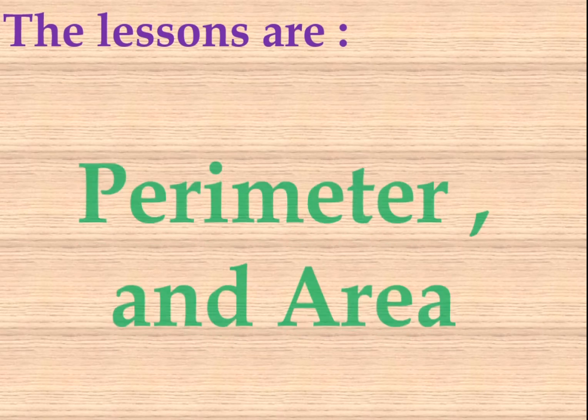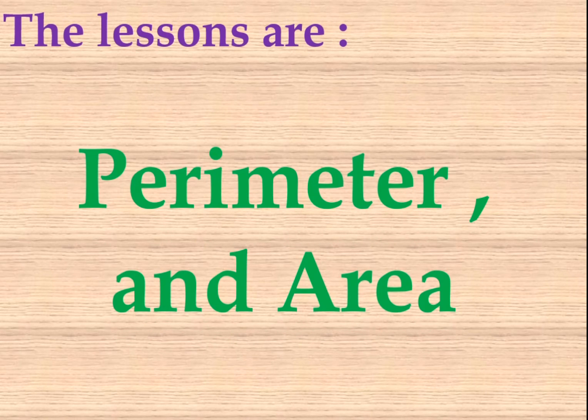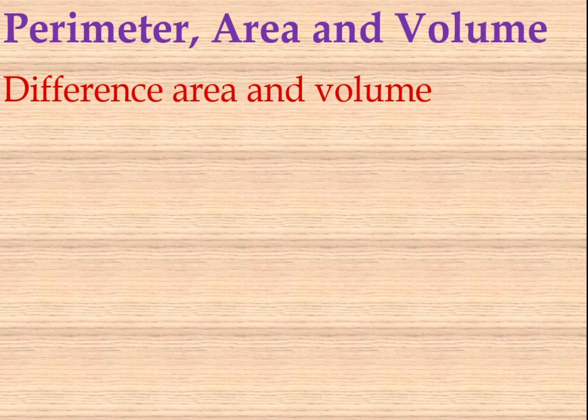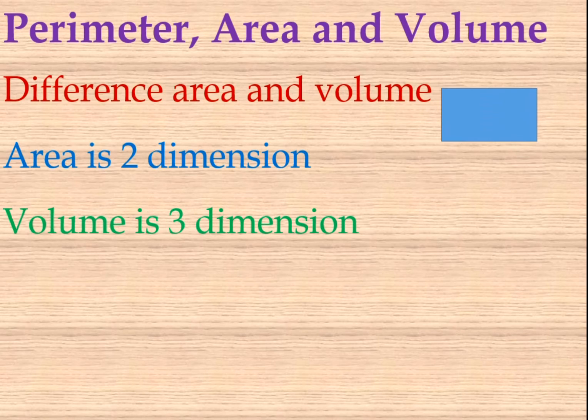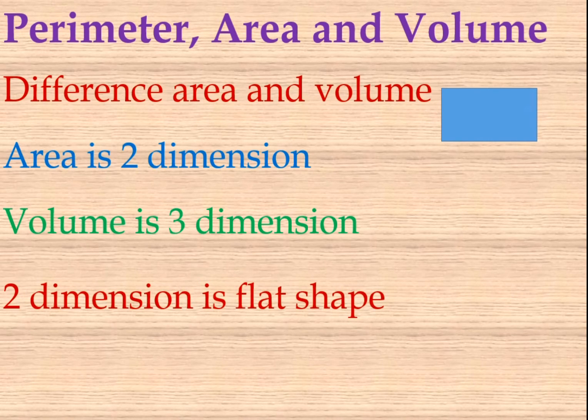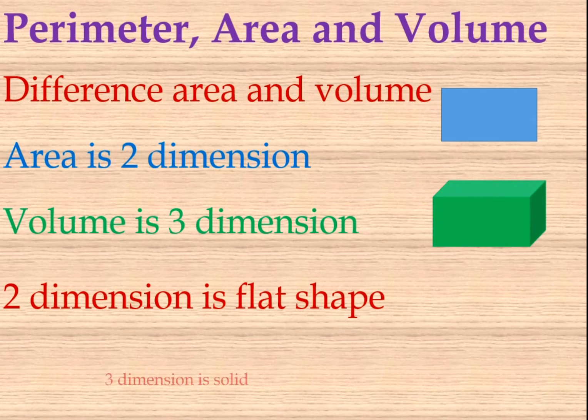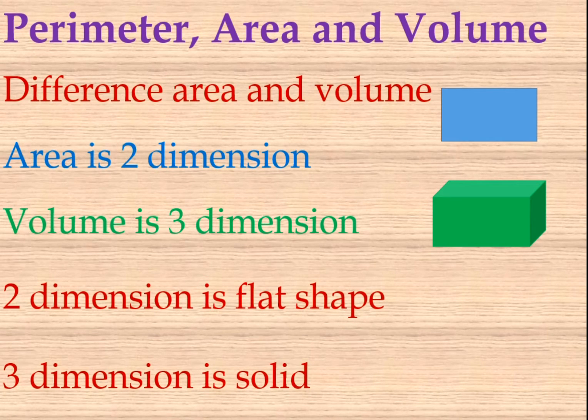The lessons are perimeter and area. The difference between area and volume: area is 2 dimensional, volume is 3 dimensional. 2 dimensions is a flat shape. 3 dimensions is a solid.